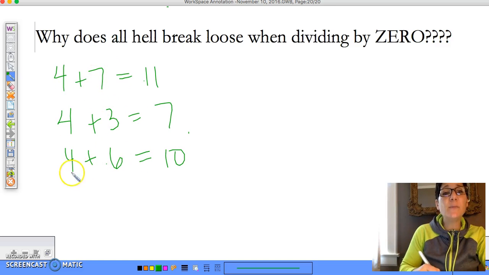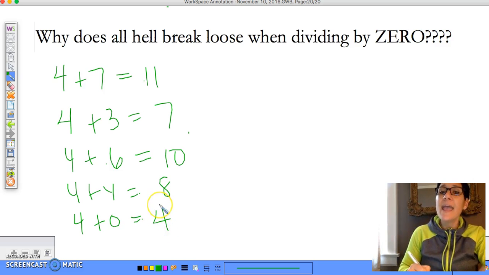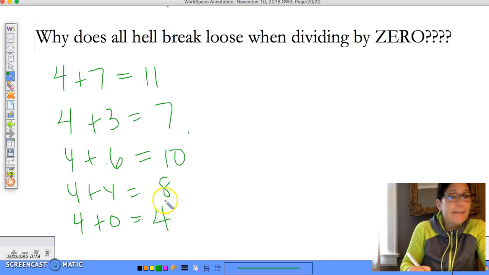If I even added 4 to itself, it's going to give me 8. So the interesting thing is that if I add anything to 4 other than 0, it's going to give me a new number. However, if I take 4 and I add it to 0, it's going to give me back a 4. That should make sense because 0 represents nothing. So if I take nothing and I add it to 4, I should wind up with 4.